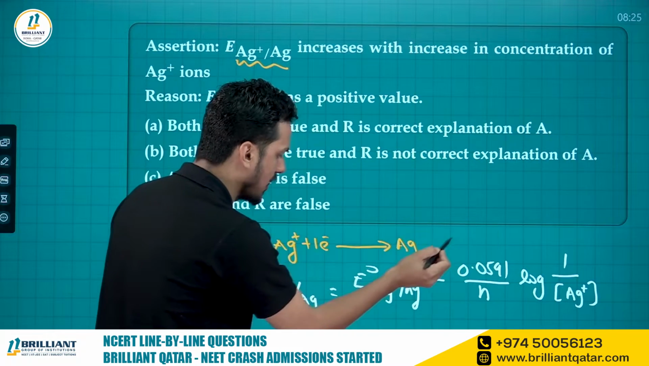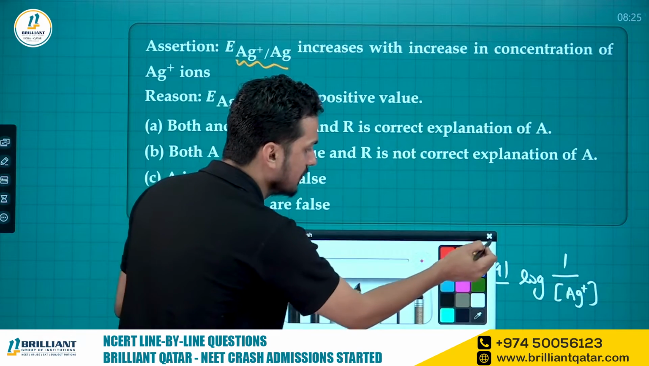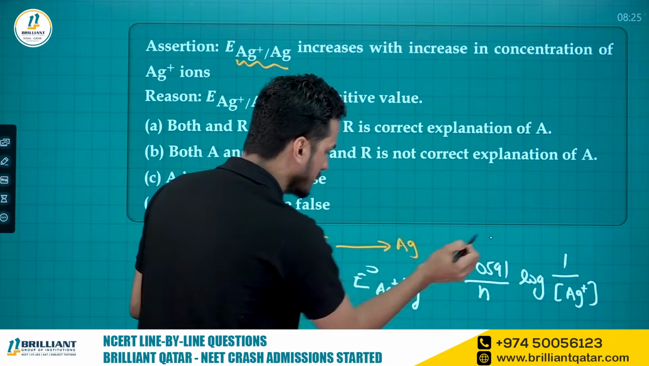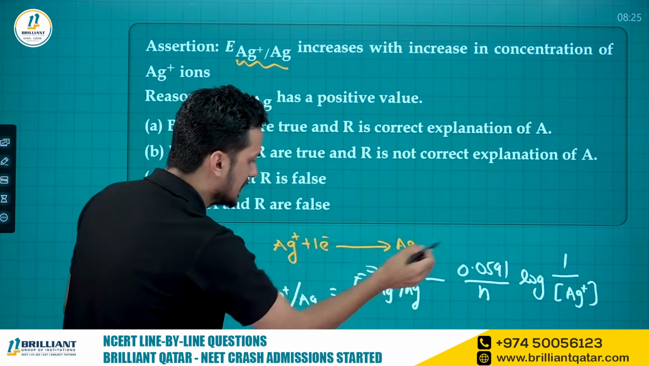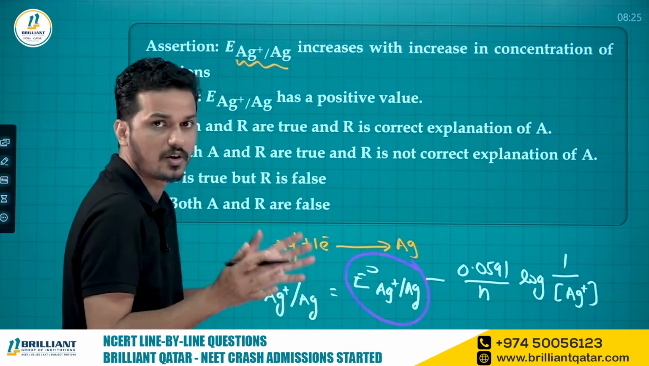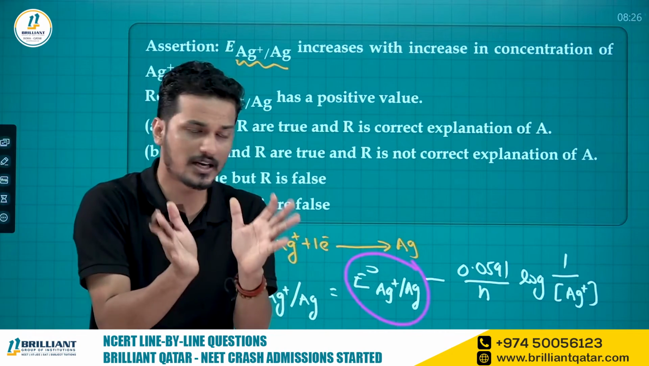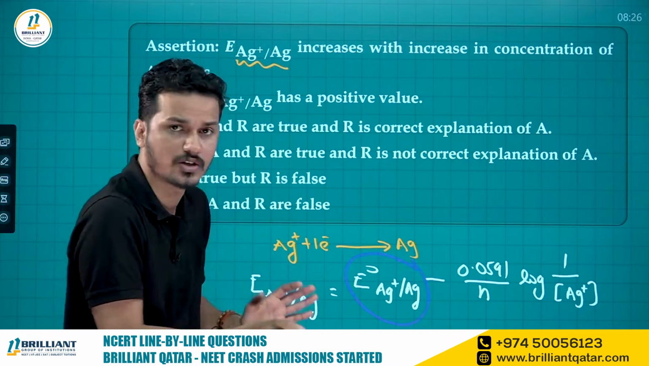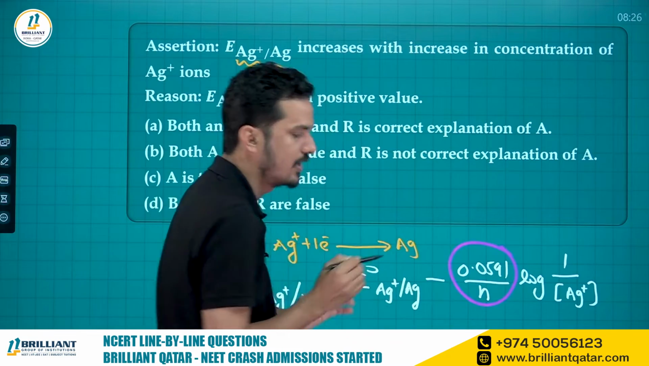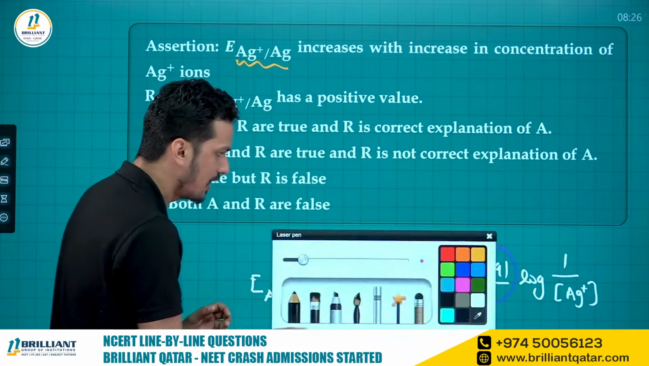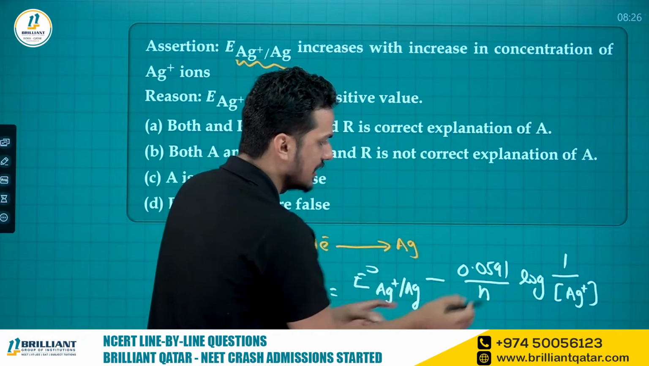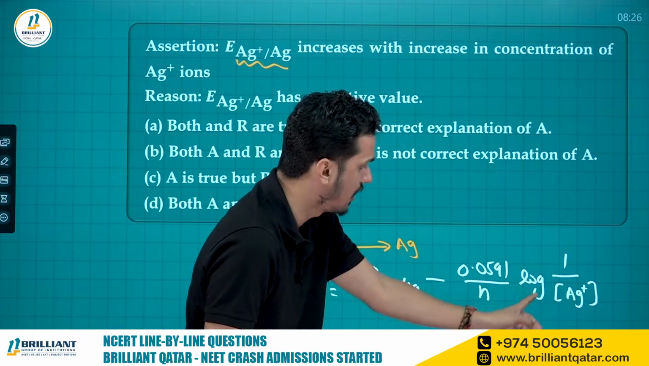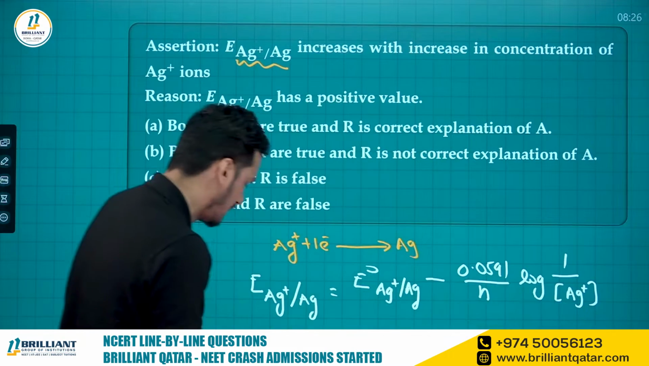One more idea you have to remember. Listen to me very carefully, guys. This E0 value, E0 Ag plus bar Ag, the standard reduction potential, is also constant. And this one also constant. So you have to think about the last part, log 1 by Ag plus. That area you have to think about.